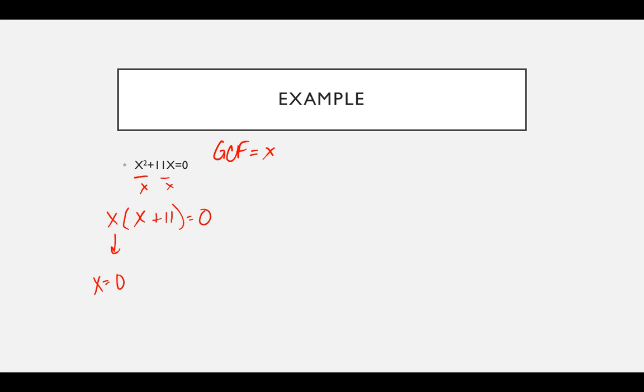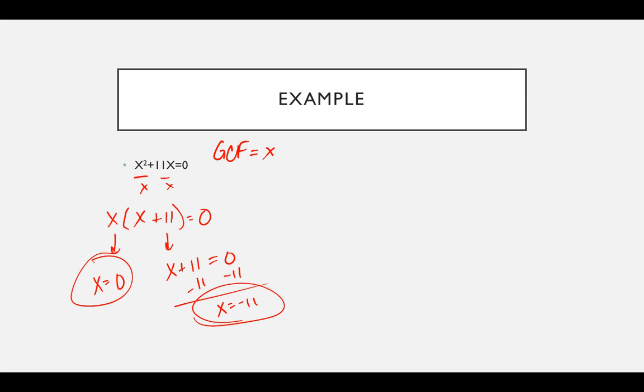So every variable component gets set equal to 0, including this x out here. So x equals 0, x plus 11 equals 0. We can subtract 11 and get x equals negative 11.